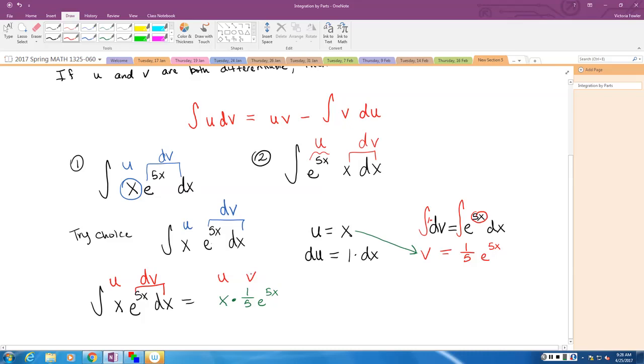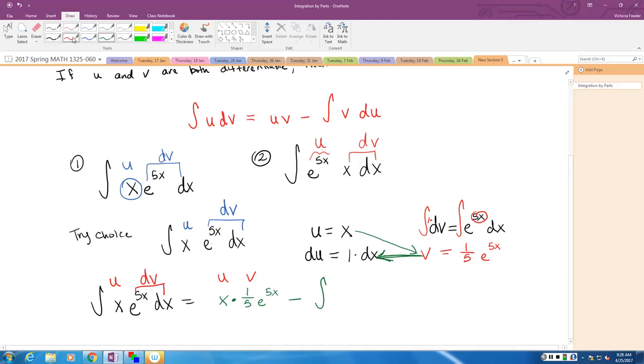Okay, so I've got my u times my v. What does it say I do according to this magical formula? I'm going to subtract, so that's what it says up here. I'm going to subtract, and I need an integral symbol, right? And what's it say I put in there? v times du. So you see how I'm drawing this arrow from v to du?